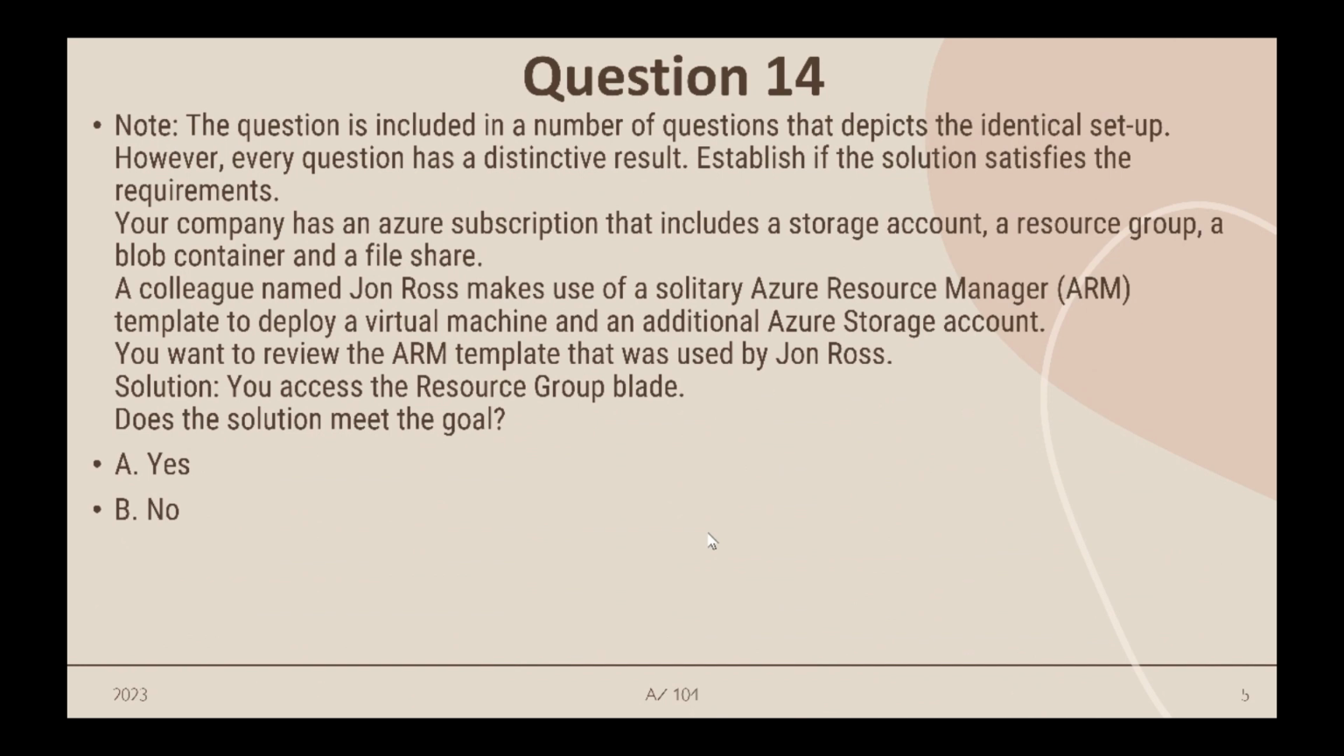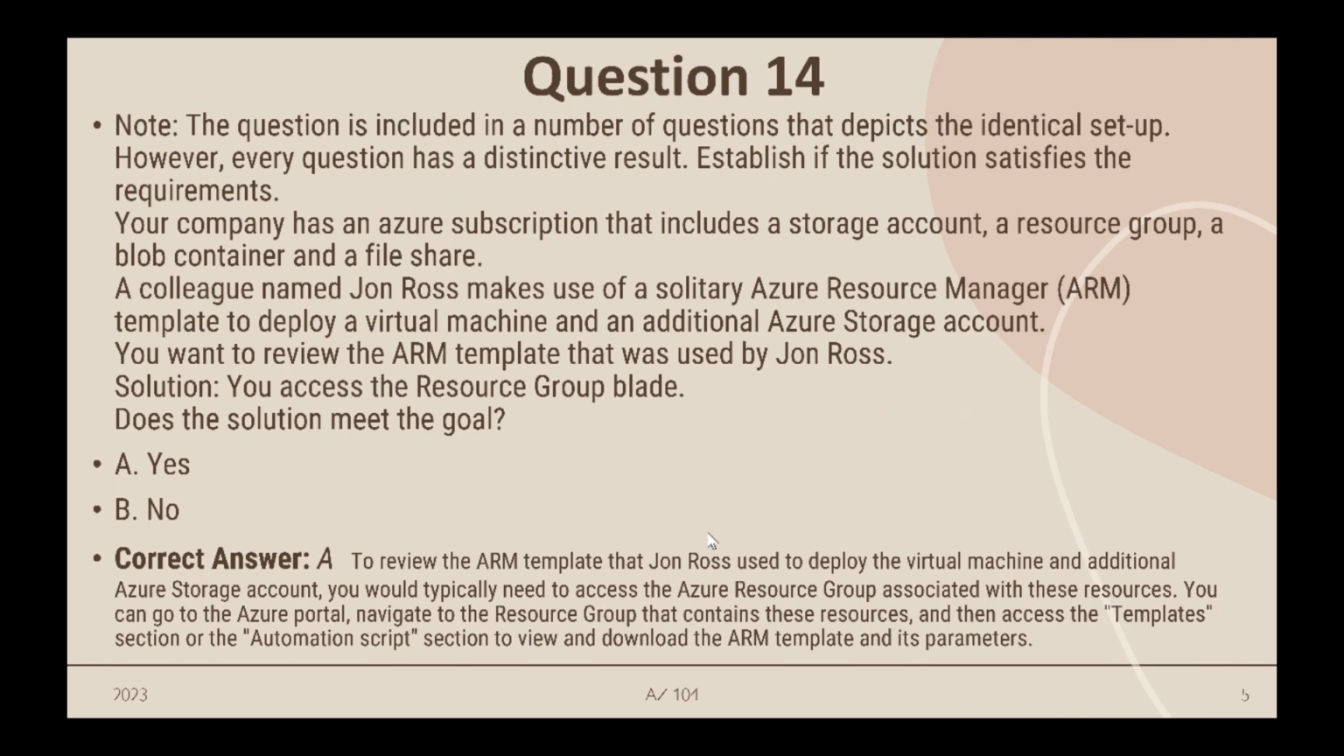Your company has an Azure subscription that includes a storage account, a resource group, a blob container and a file share. And a colleague named John Ross makes use of a single ARM template to deploy a virtual machine and an additional Azure storage account. You want to review the ARM template that was used by John Ross. Solution: you access the resource group blade. Does the solution meet the requirement?